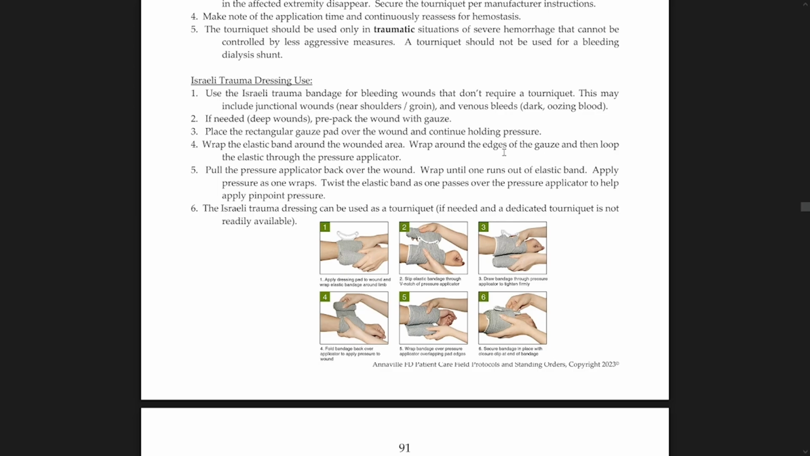Wrap the elastic band around the wounded area and around the edges of the gauze, and then loop the elastic through the pressure applicator. Pull the pressure applicator back over the wound. Wrap until one runs out of elastic band. Apply pressure as one wraps. Twist the elastic band as one passes over the pressure applicator to help apply pinpoint pressure. The Israeli trauma dressing can be used as a tourniquet if needed and a dedicated tourniquet is not readily available.